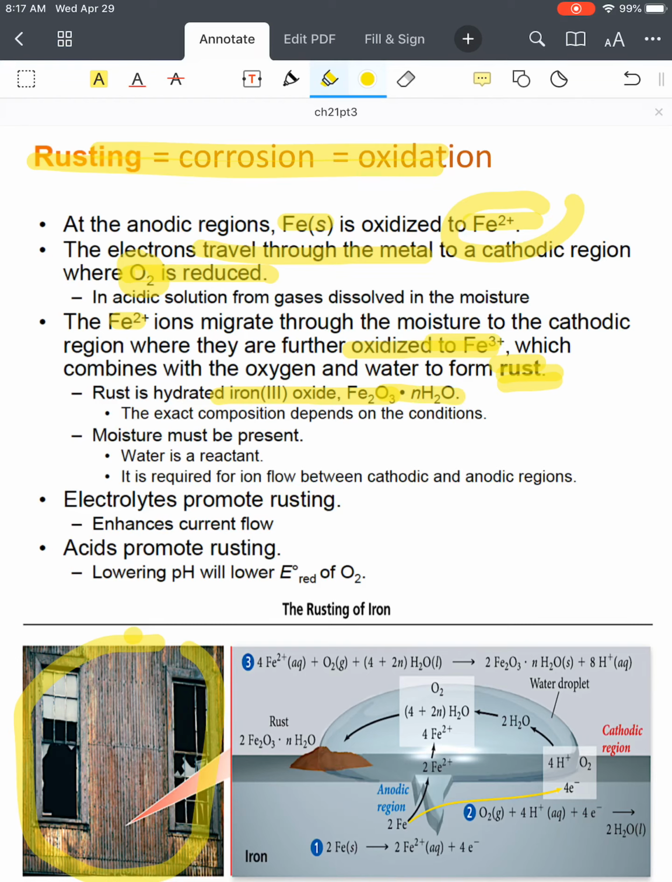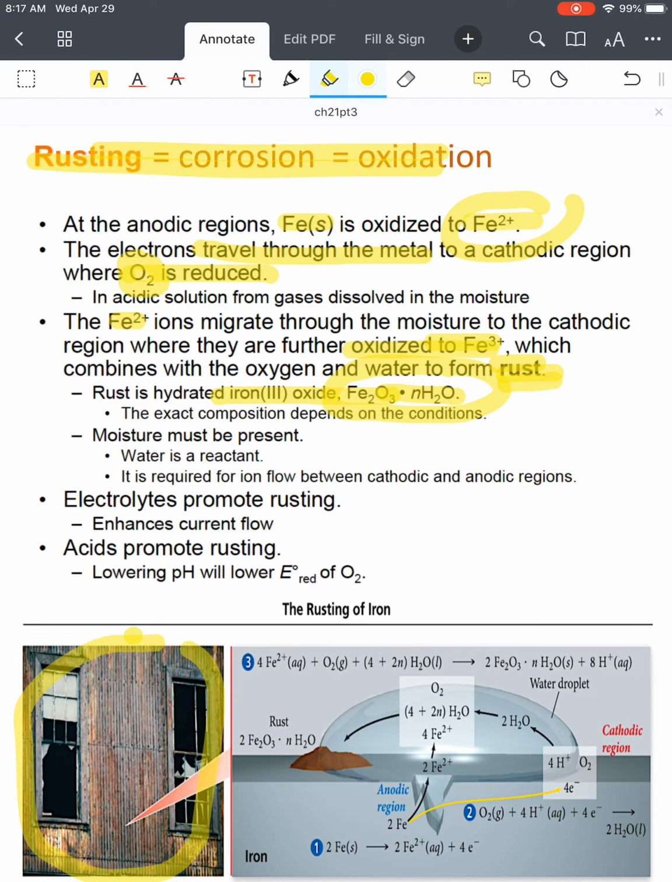Now, depending on the environment and the mixture in question, the exact composition of this rust can depend on those conditions. It's a little bit of a messy reaction, I guess you could say. But nonetheless, this is essentially what's going on when iron rusts.